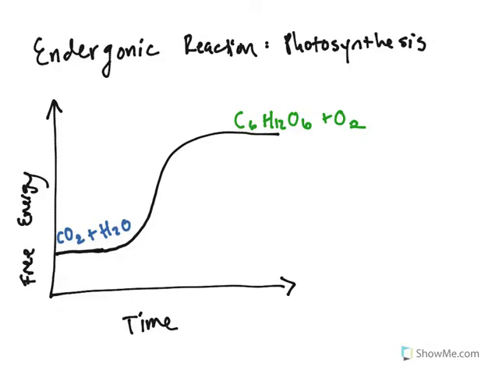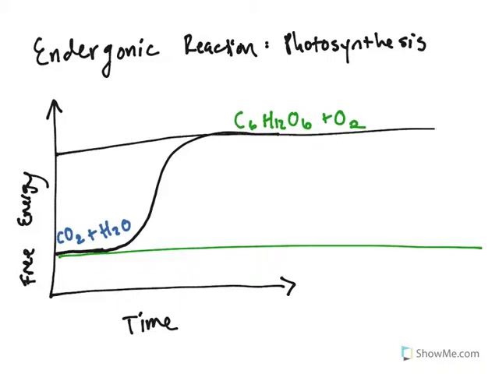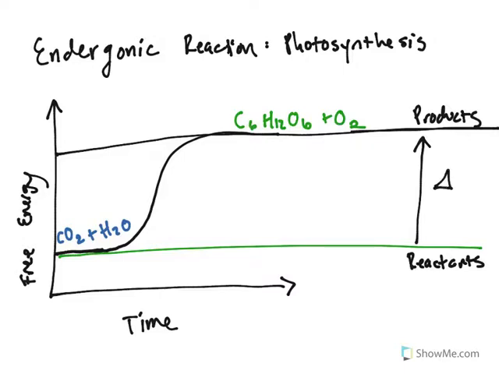Unlike the last reaction we just saw, this time when we look at the free energy, the products have more free energy than the reactants. So we've actually seen an increase. Is the free energy increasing or decreasing? Glucose has more energy available than carbon dioxide and water, so we have a positive change in free energy. The products have more energy stored in them than the reactants.